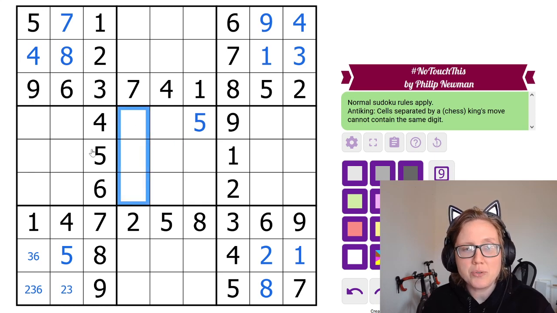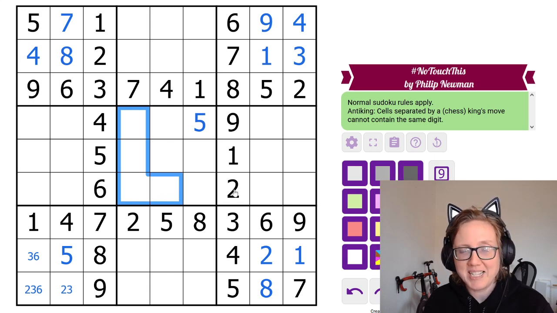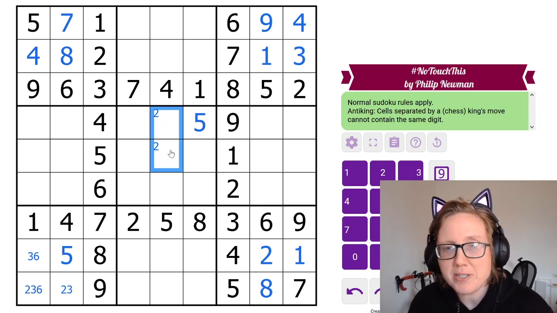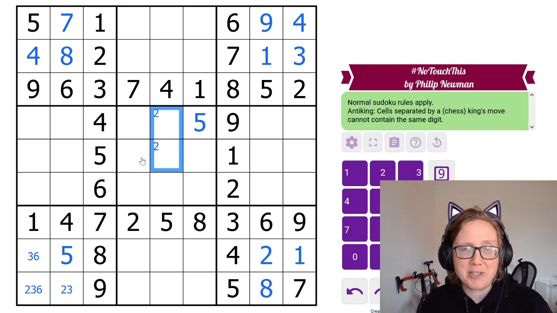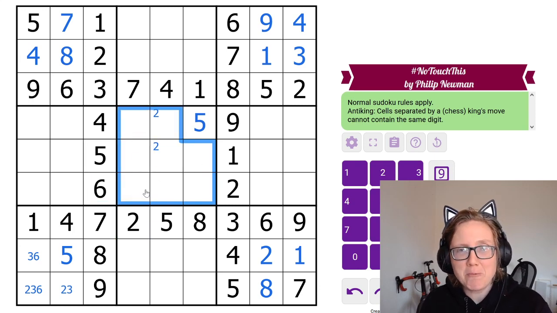I see these 2s. This one eliminates 2 from all of these cells by Sudoku and by anti-king. This 2 eliminates 2 from these cells. I can't quite go further than that yet, but I do know 2 has to be here or here. So the next question is, if there's nothing else like that, which you can keep looking at this point. I did keep looking at this point. I didn't find anything else in the middle. So if you kind of stall out on that, where do you go next?